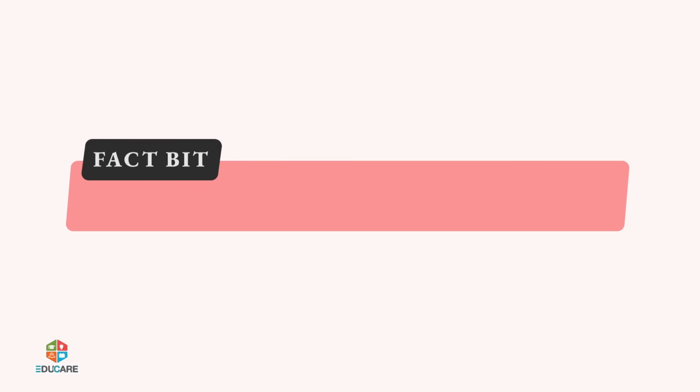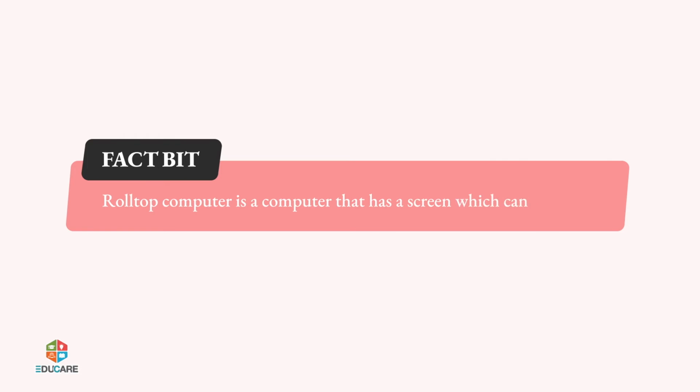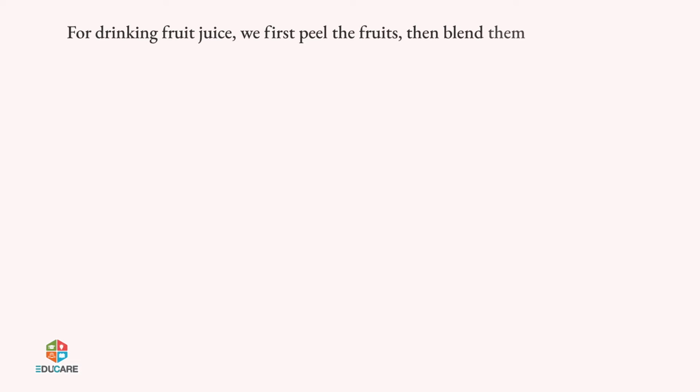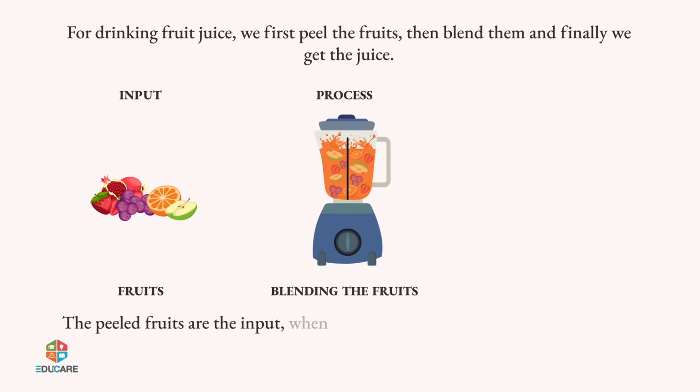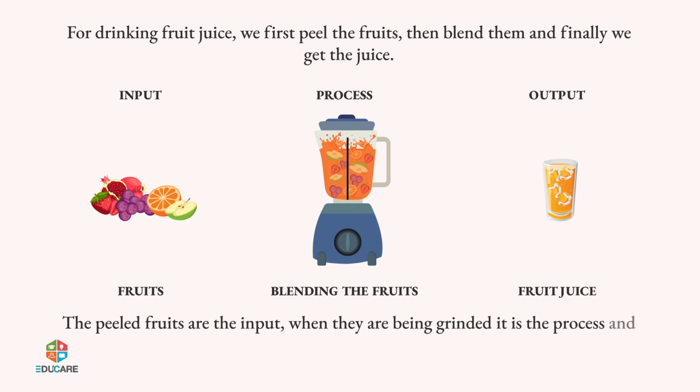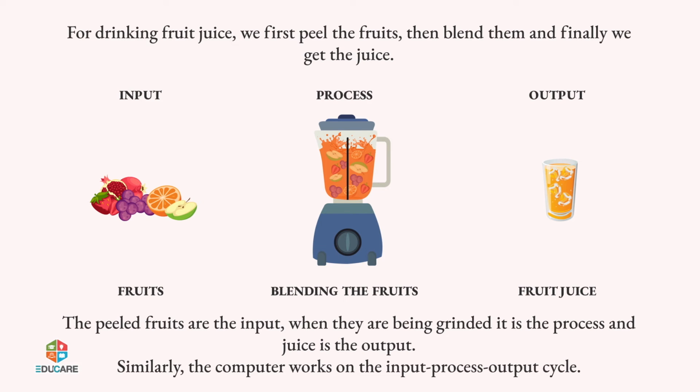Fact bit. Rolltop computer is a computer that has a screen which can be rolled. For drinking fruit juice, we first peel the fruits, then blend them, and finally we get the juice. The peeled fruits are the input. When they are being grinded, it is the process and juice is the output. Similarly, the computer works on the input-process-output cycle.